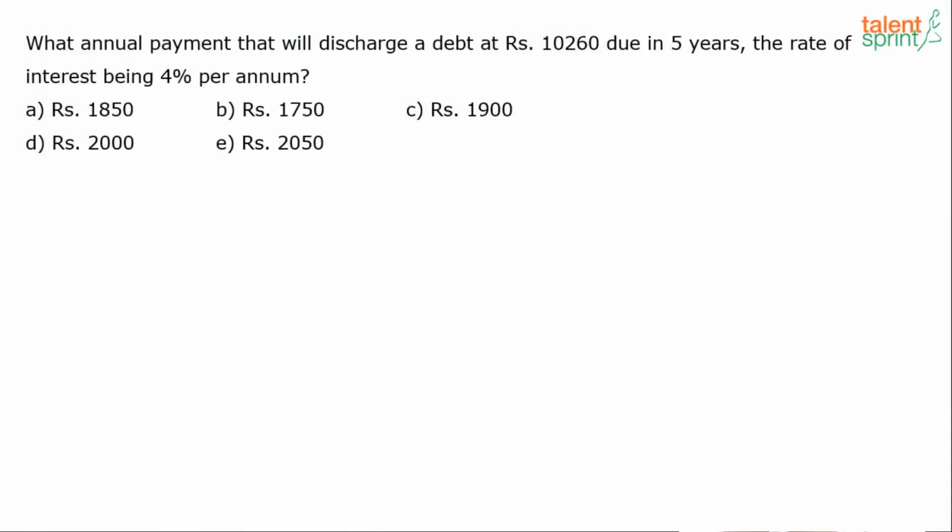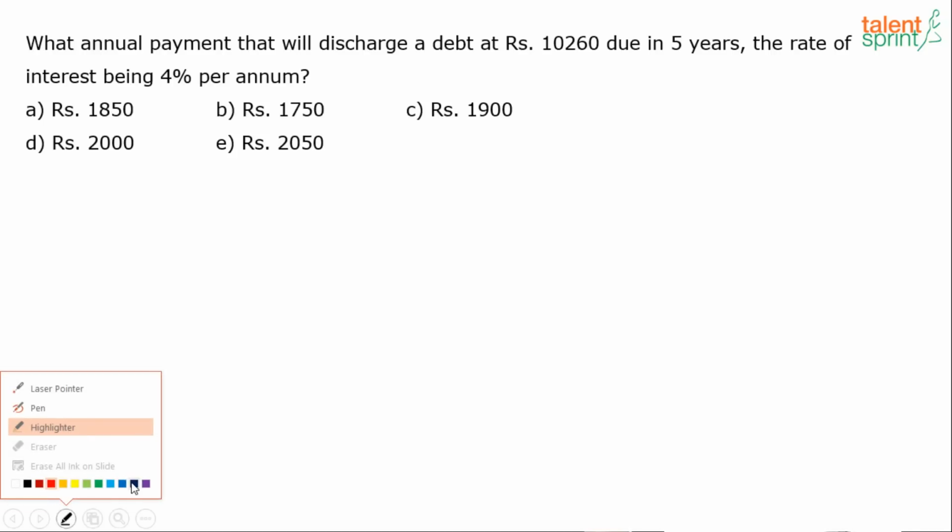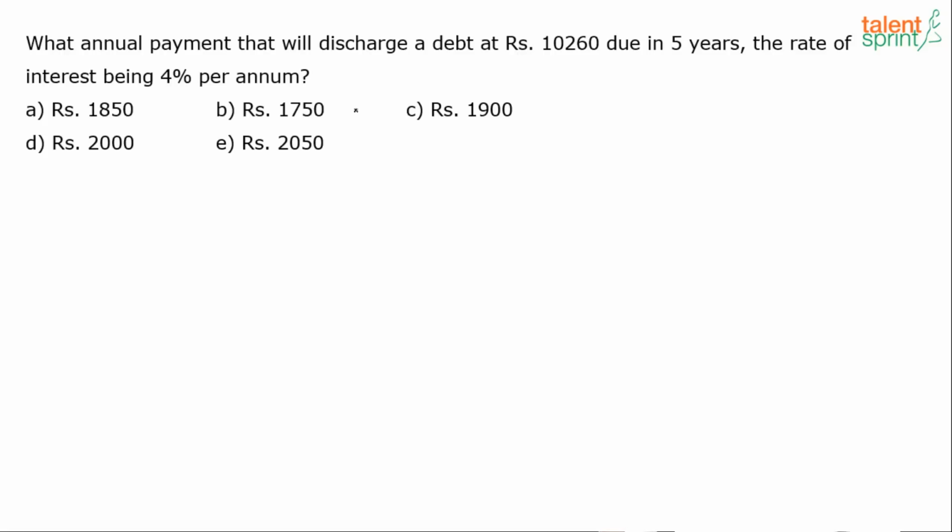This again has been chosen from the All India mock exam conducted on 5th of May. This last weekend, right? 5th and 6th of May. So what annual payment will discharge a debt of rupees 10,260 due in 5 years, the rate of interest being 4% per annum? We have solved such questions in the past. I'm sure if you have watched those videos, you'll be able to solve this quickly. I'll give you 1 minute to try this.